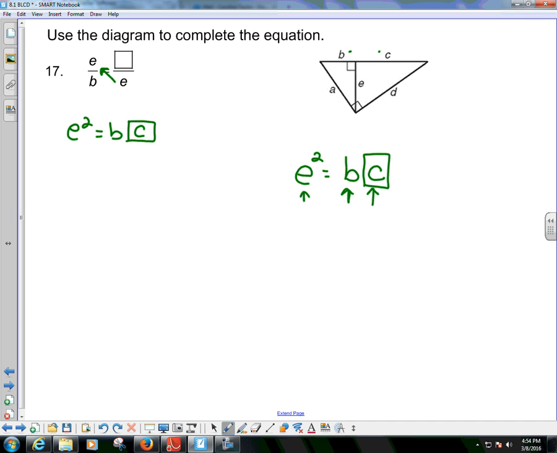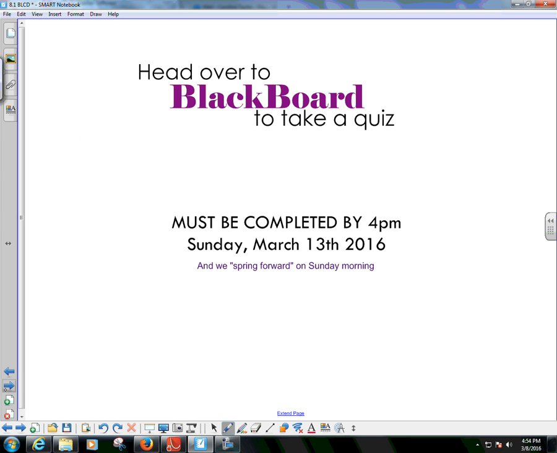So you'll be able to spend just a short period of time to get numbers 18 and 19. At this point, you're going to head over to Blackboard and do the quiz. Keep in mind that this has to be finished by Sunday at 4 o'clock. And don't forget that we spring forward, so you lose an hour on Sunday. So get this done on Friday, and you'll be in good shape.